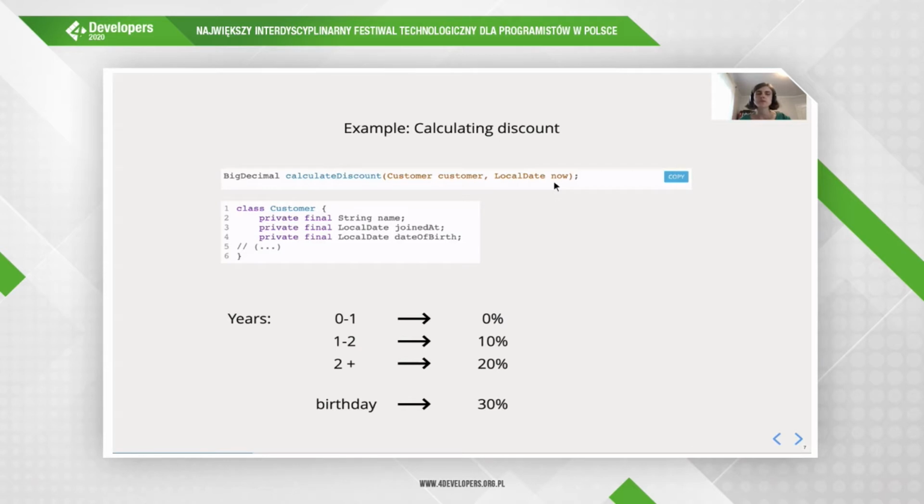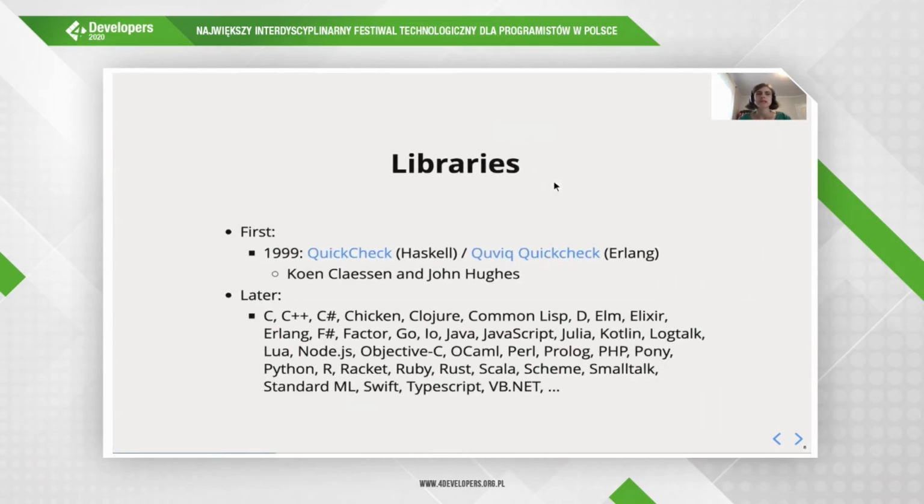But if we want to look at the code, let's talk about libraries. In property-based testing, the choice of the library and the quality of the library is very, very important. So when did it all start? Not in the 70s. It might be surprising because a lot of things in computer science started in the 70s. But the first property-based testing library was written in 1999 in Haskell and Erlang. And since then, a lot of implementations were created in many different languages.